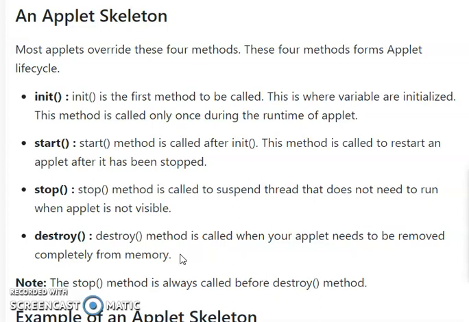So the init method of the applet class provides the capability to initialize the applet variables. This method can be overridden to perform basic initialization of an applet. The method init is called when an applet is created and loaded for the first time into the browser. This method is called only once in the applet lifecycle.